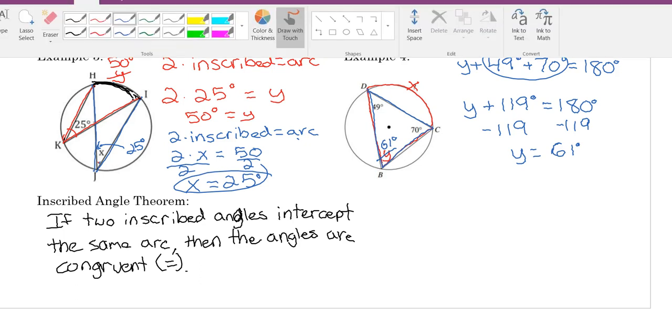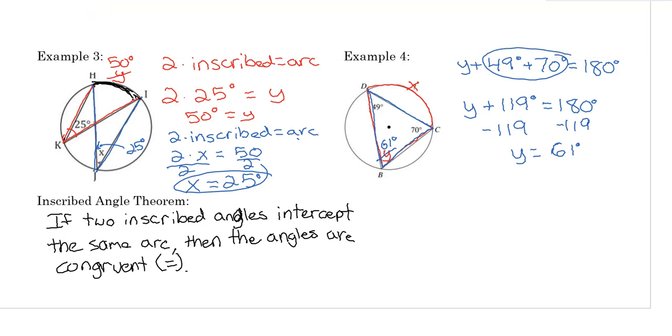Now that I have that angle, it's easy to solve for the arc. Now I'm just doing 2 times inscribed equals the arc. So my inscribed is 61. My arc is x. So 122 degrees equals x.